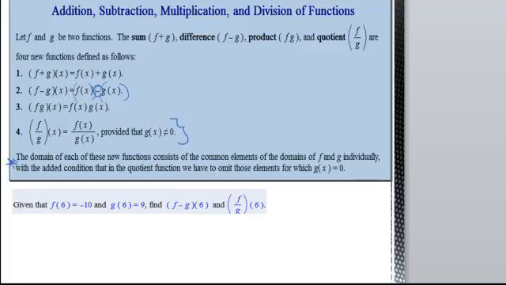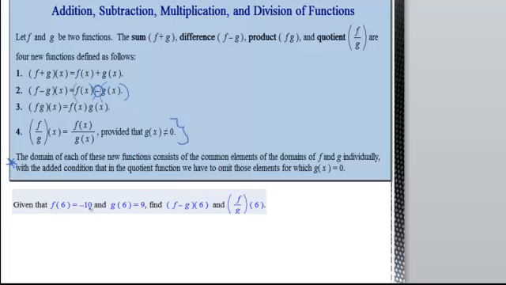The domains of each of the new functions consist of the common elements of the domains of f and g individually. So you find what the domains of the two functions have in common, and that's what the domain of the combined function will be. So let's have a look at this first example.